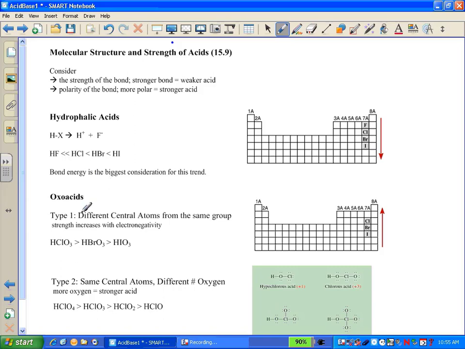Oxoacids are acids that contain oxygen as well as hydrogen. And we've got a couple of ways that we can compare them. So we can compare oxoacids that have different central atoms but have the same number of oxygens. So HClO3, HBrO3, and HIO3. And in this case, the strength is going to increase with the electronegativity. So as we go up this group, the atom becomes more and more electronegative. And what that is going to do is draw the electron density away from the bond holding onto the hydrogen.